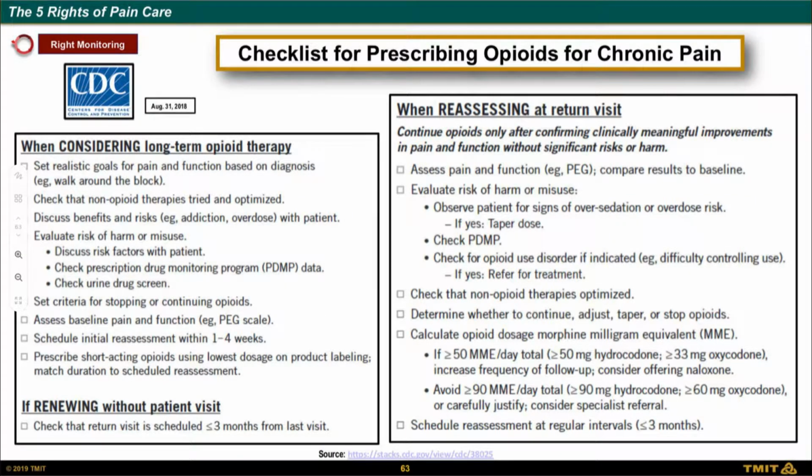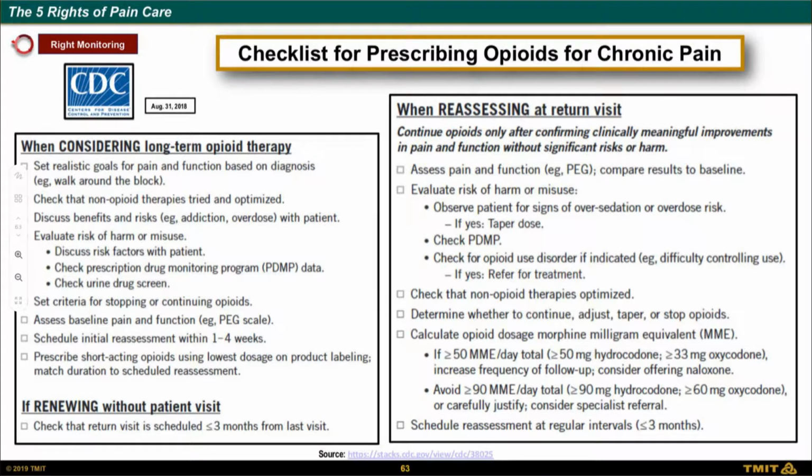In terms of a checklist on the next slide for prescribing opioids for chronic pain, these are some of the things that we consider when looking at long-term opioid therapy. You have to see the patient, you have to examine the patient, you have to put together all the data that you have accumulated, then make the decision about whether a patient is appropriate for opioids.